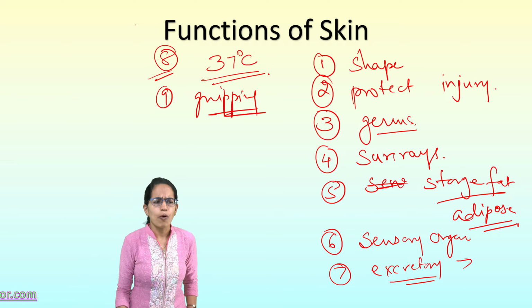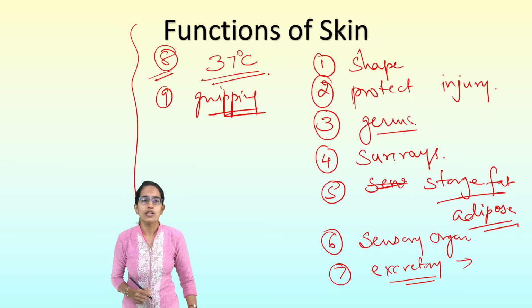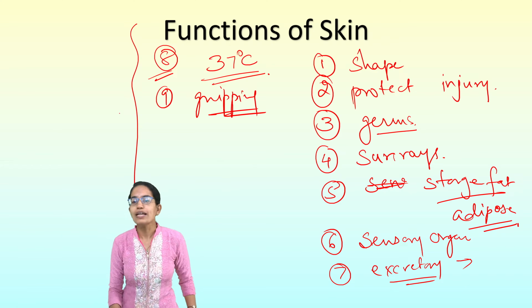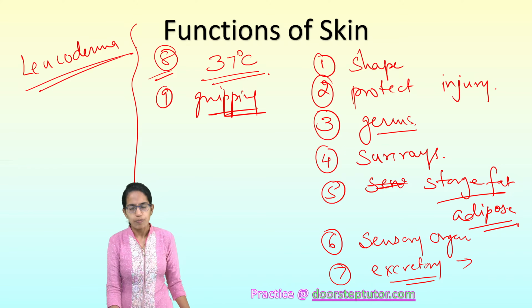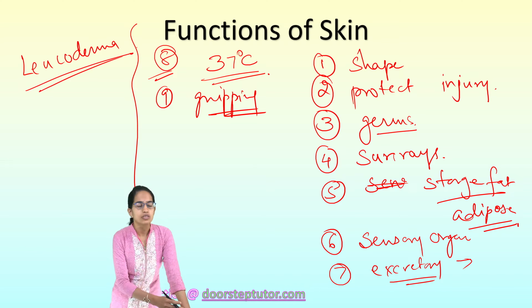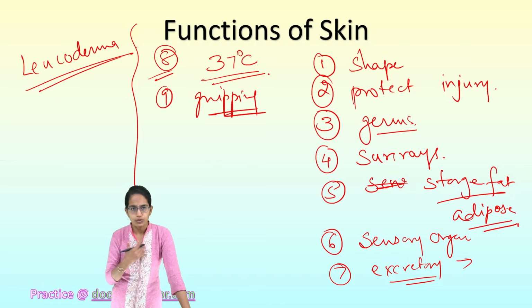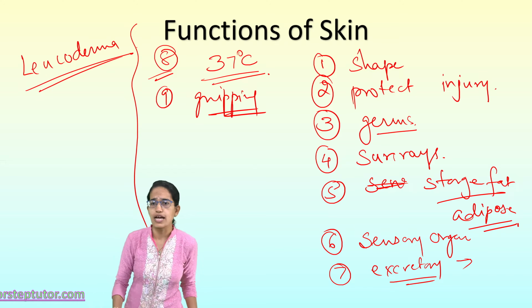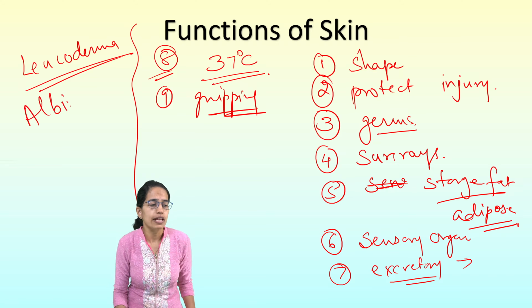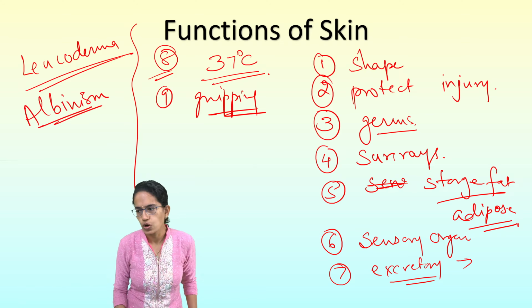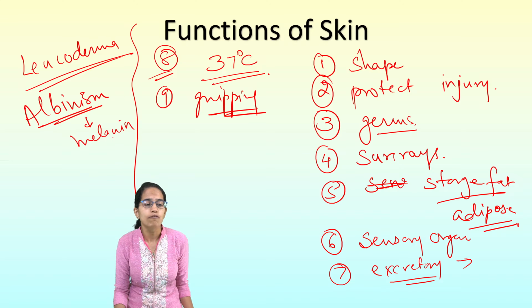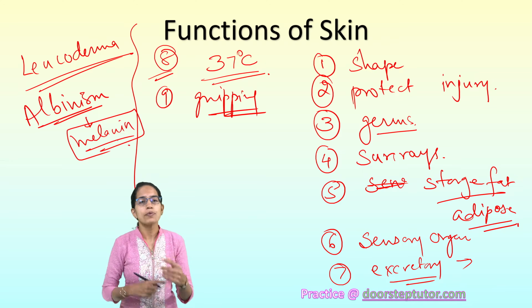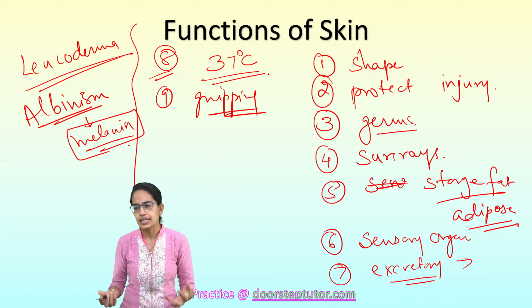Now, some important diseases or disorders associated with skin. One is leukoderma. Leukoderma is a disorder where pigmentation of the skin is not proper. So that means the skin has white patches throughout the body. We call this as leukoderma. The next is albinism. Albinism is a disorder. It is mainly a hereditary disorder, and that is due to absence of melanin in the body or improper manufacturing of melanin in the body.